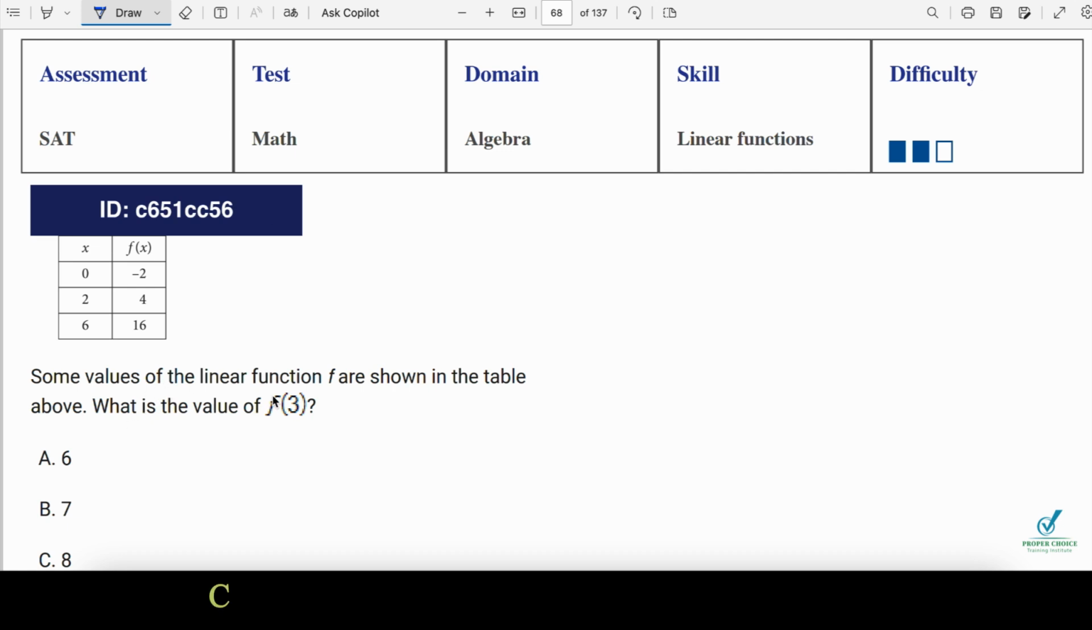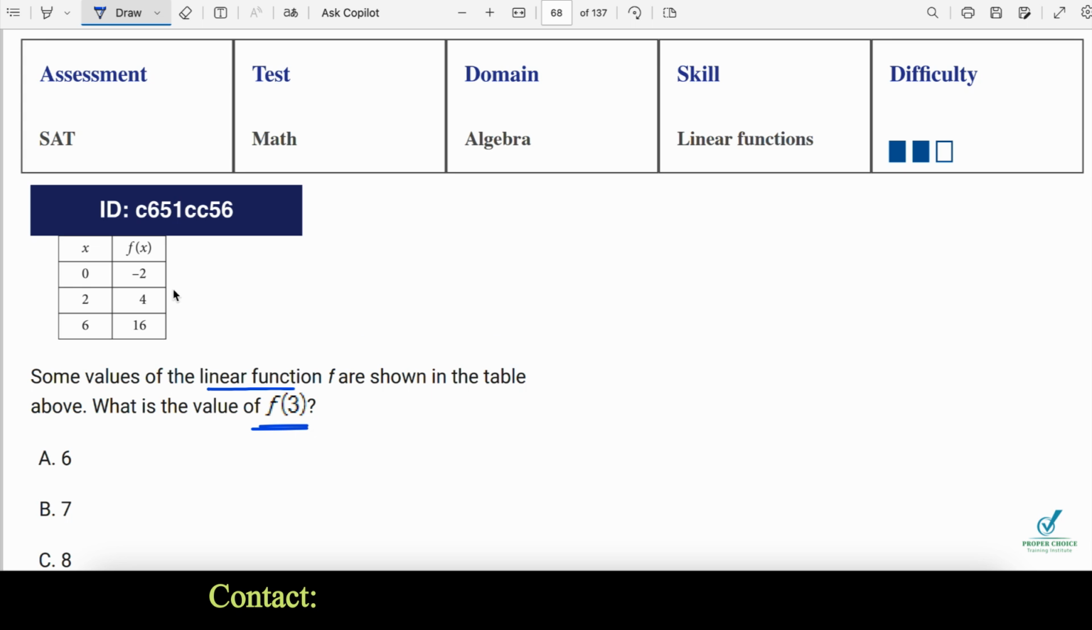Some values of linear function f are shown in the table above. What is the value of f of 3? If you look here, they have given x as 0, 2, 6. Based on that, they're asking you to predict the value of f of 3. As they clearly said, it is a linear function.